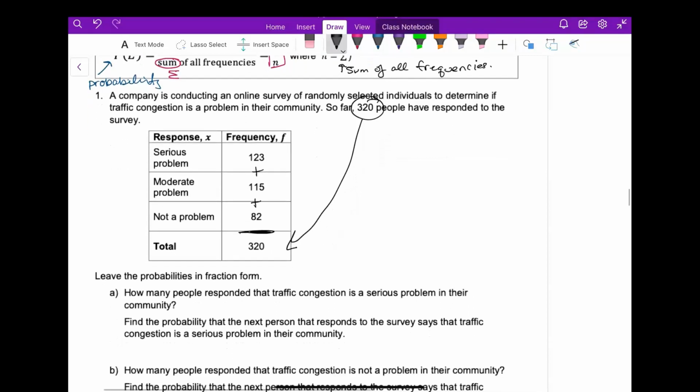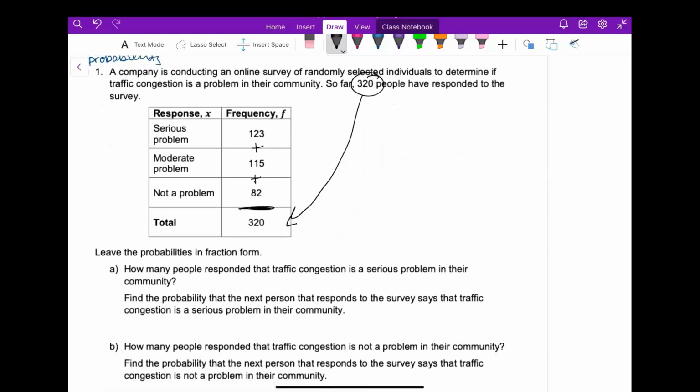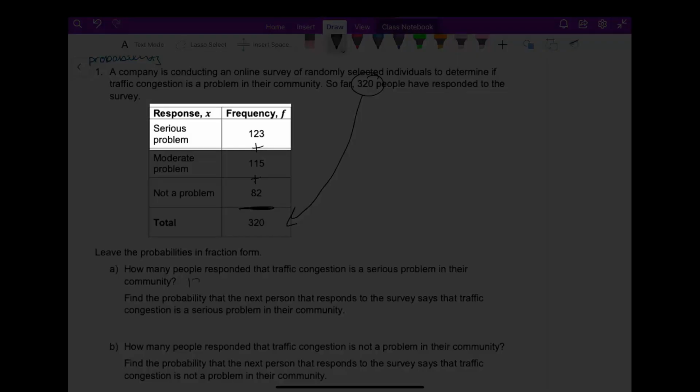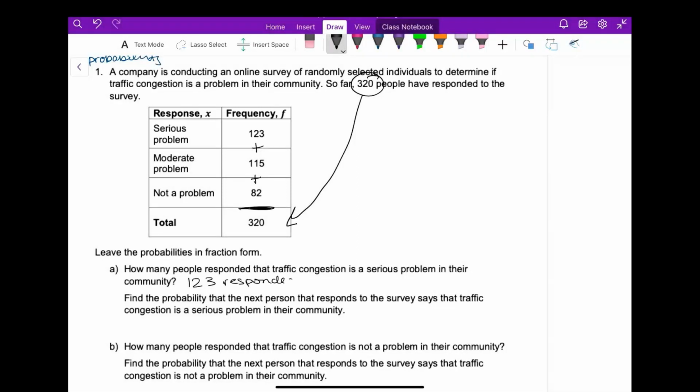Let's go ahead and take a look at the questions. Leave the probabilities in fractional form. How many people responded that traffic congestion is a serious problem in their community? So we're just looking for people. 123 people responded. Serious problem.